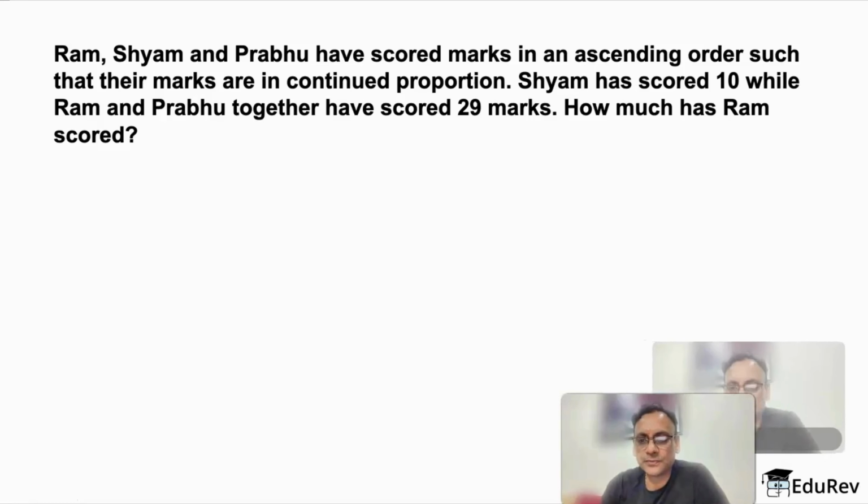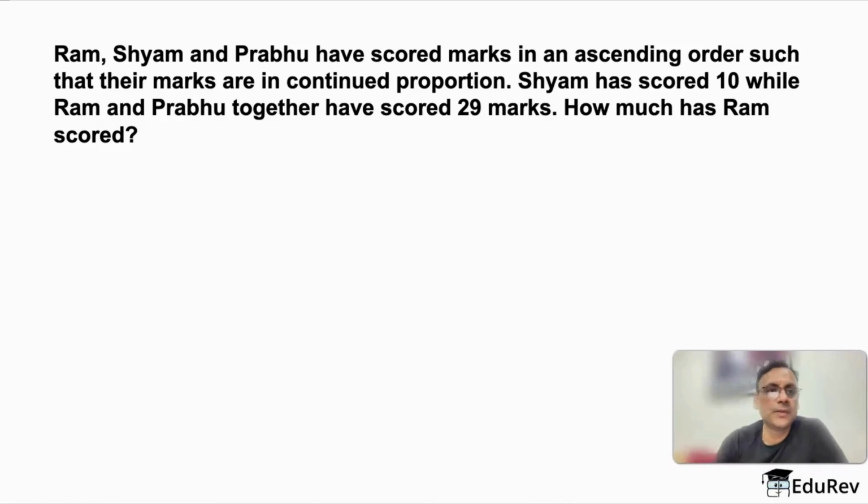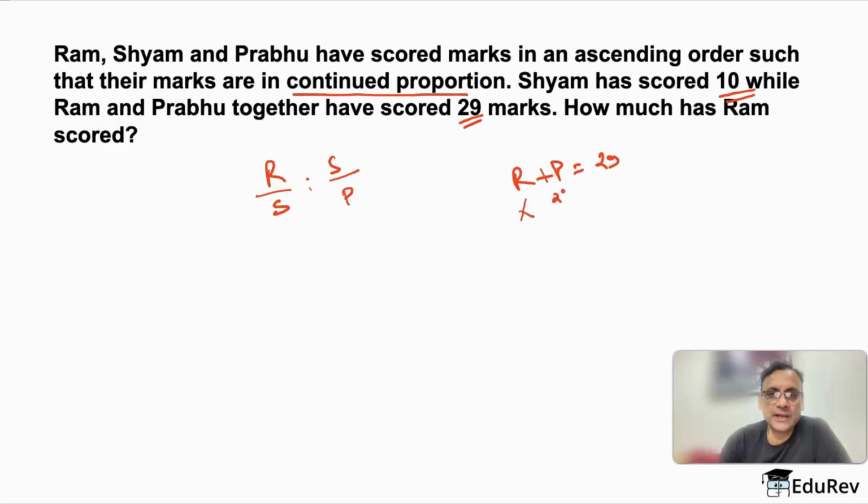Ram, Shyam and Prabhu have scored marks in ascending order such that their marks are in continued proportion. So basically Ram upon Shyam is equal to Shyam upon Prabhu. Shyam has scored 10 while Ram and Prabhu together have scored 29. So Ram plus Prabhu is 29. So let's say Ram is x, so Prabhu will be 29 minus x.